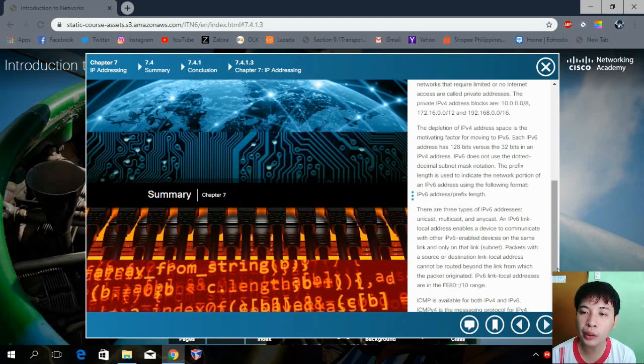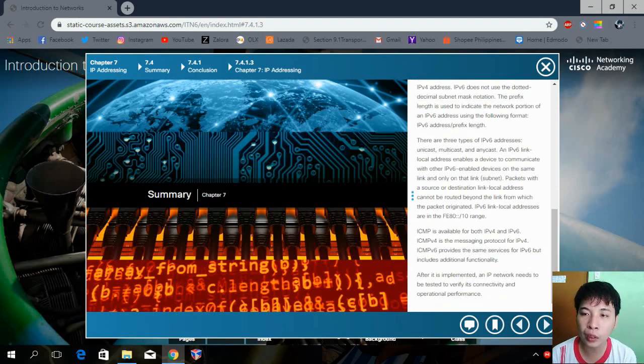An IP version 6 link local address enables a device to communicate with other IP version 6 enabled devices on the same link and only on that link subnet. Packets with a source or destination link local address cannot be routed beyond the link from which the packet originated. IP version 6 link local addresses are in the FE80::/10 range.